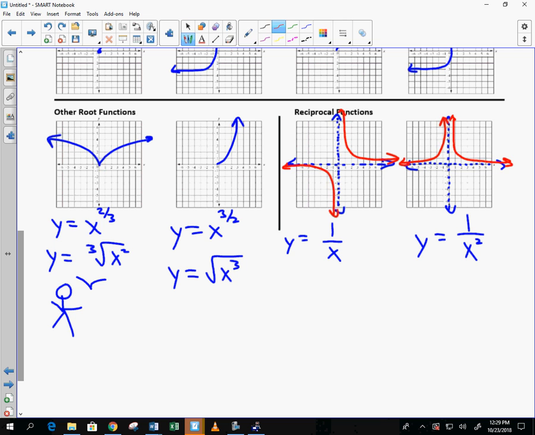And that will also be true if it was y equals 1 over x cubed, or y is equal to 1 over x to the 4th. If it's an odd power, they'll be one above and one below. If it's an even power, they'll both be above. What do you think? Not too bad, huh? So we'll do some examples to actually show you. So you need to commit all these to memory.